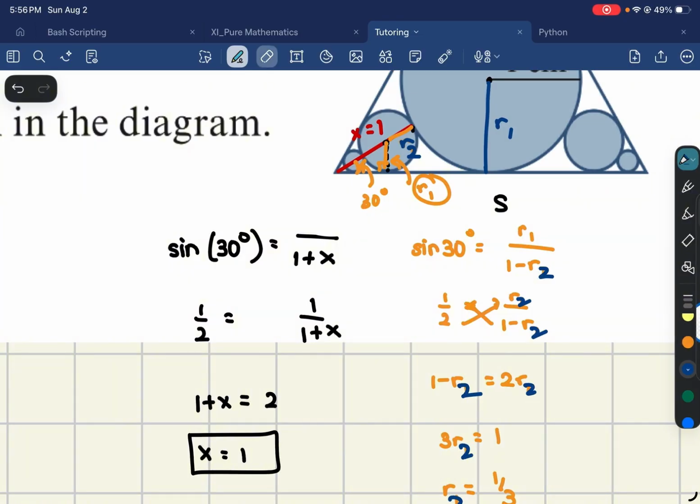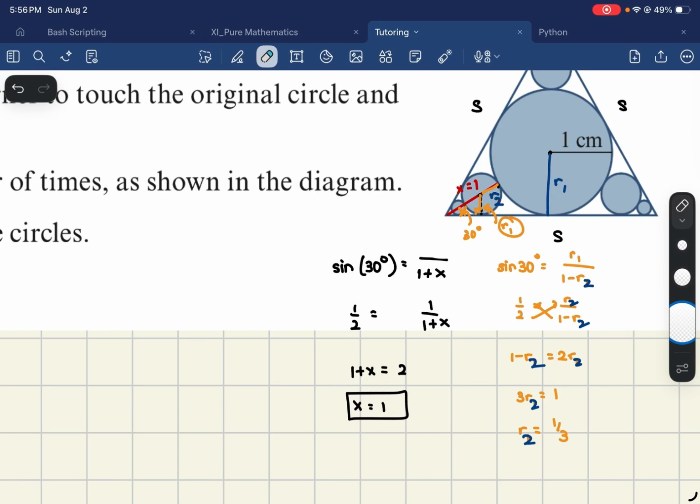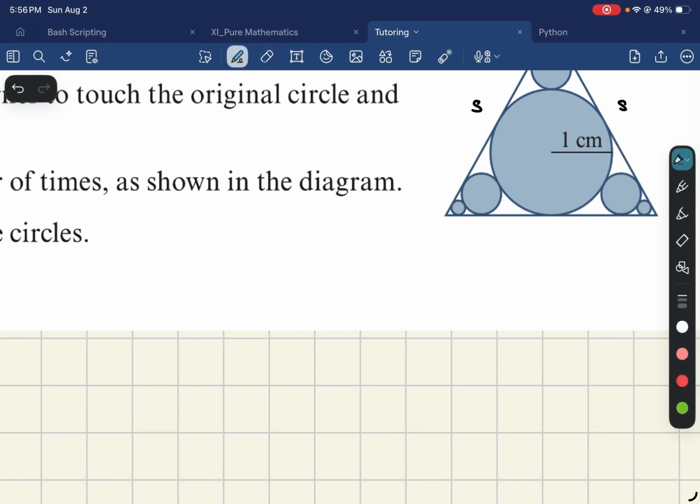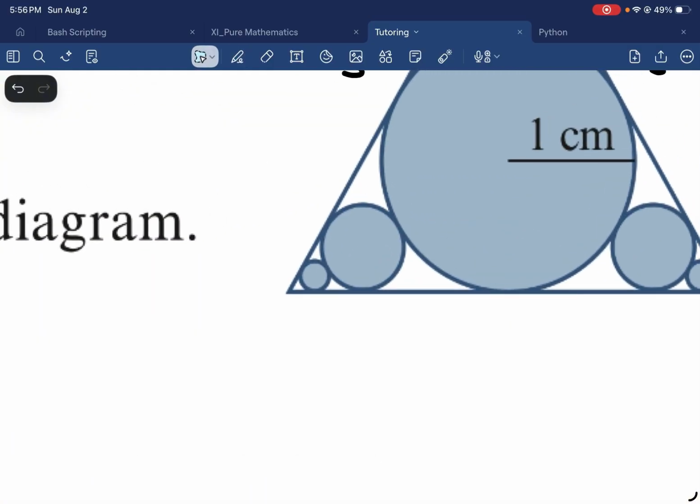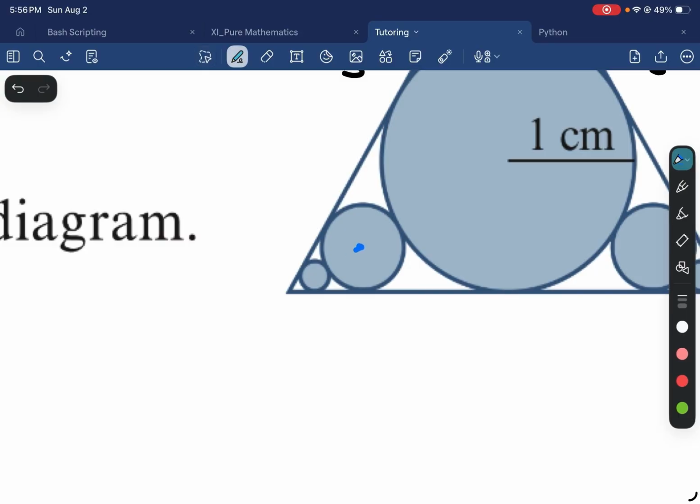And let's see the pattern. All right, so I'm going to erase the things here. I hope that is okay. So I know some things. Now I know that, hey, this medium circle right here, this medium circle has the radius R2. And R2 is 1 over 3.